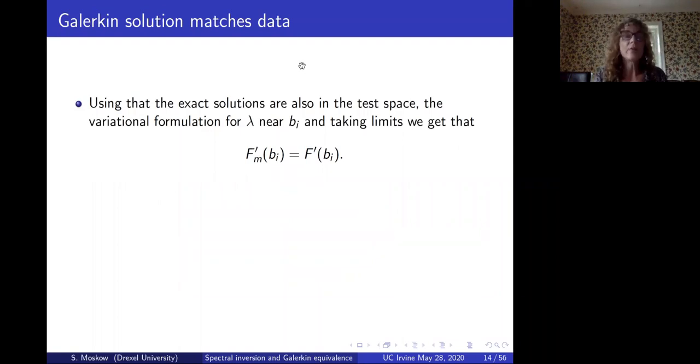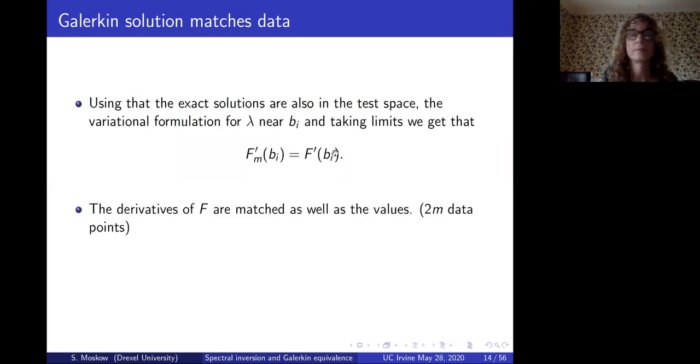And well, what about the derivative? Well, for that, we can use the fact that the exact solutions are also in the test space. Because they're also in the test space, we can look at the variational formulation, take lambda near b sub i and take limits, and we see that the derivatives are also matched. So the derivatives are matched as well as the values.